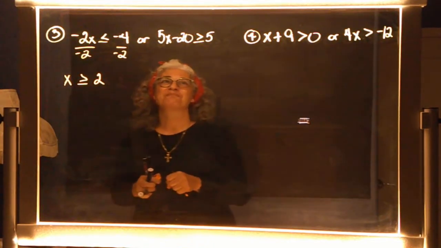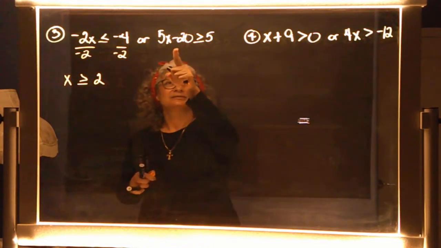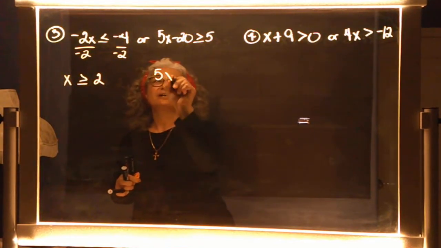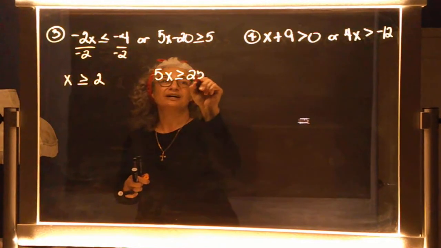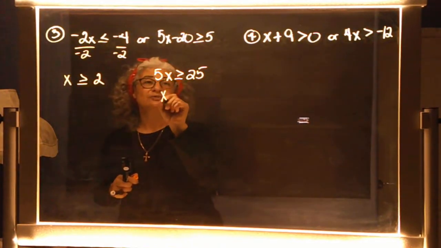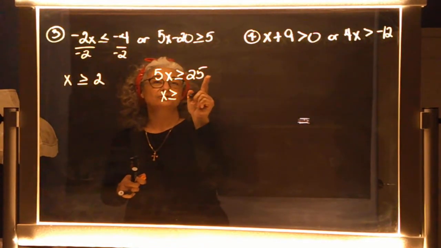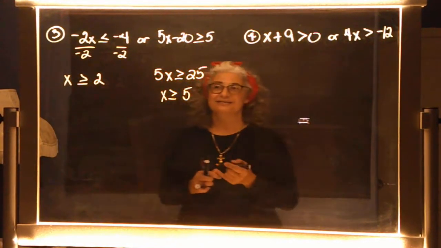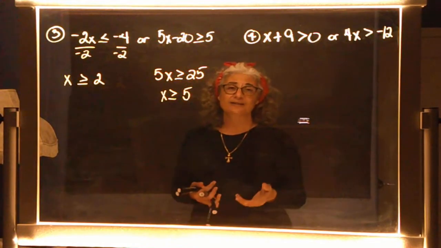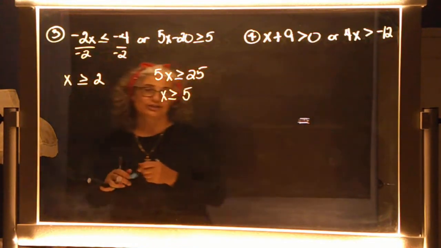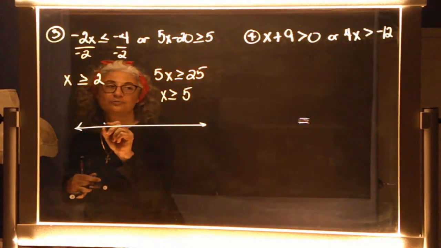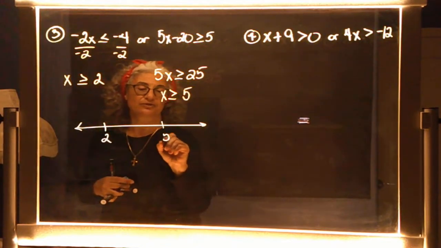Good job. The next one, good, I have to move the 20 to the other side. So I end up with 5x greater than or equal to 25, and then divide both sides by a positive 5, which means x is greater than or equal to 5. Excellent. So now what? Yeah, graph, because if they want the answer in interval notation, I'm going to need to graph it. So when I graph it, there's only two numbers I care about on this number line, the 2 and the 5.